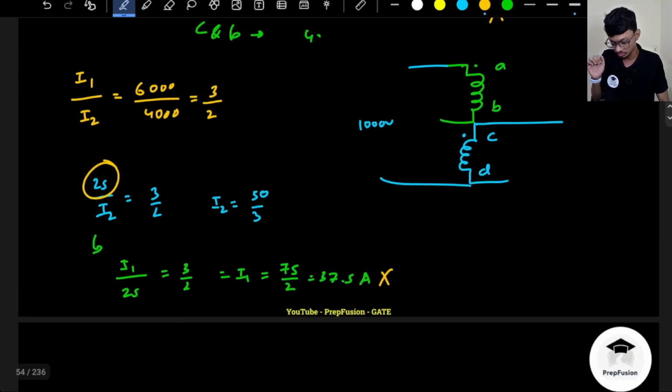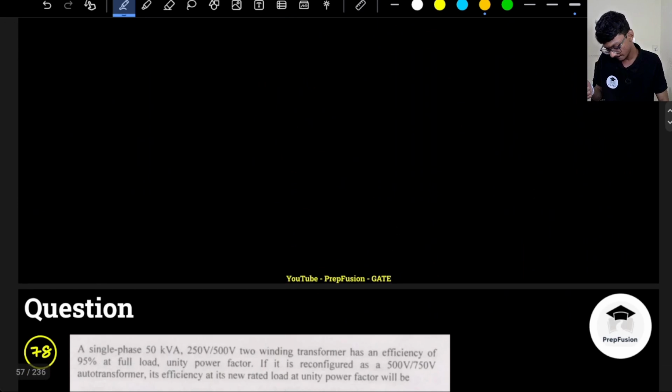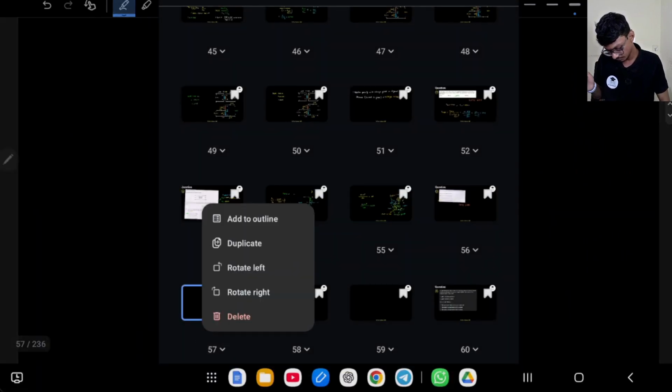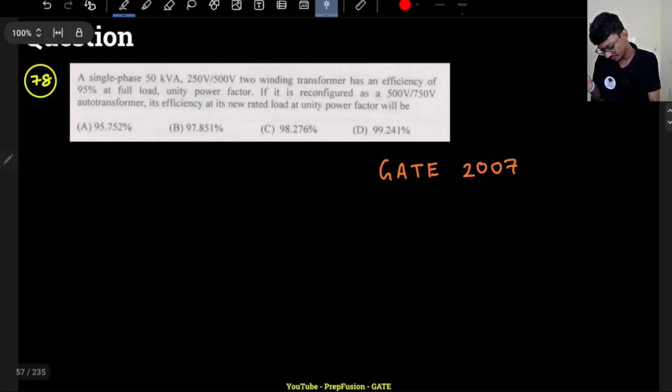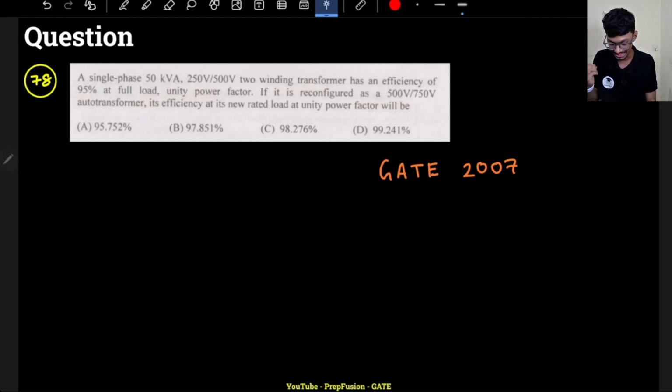Okay, so let's now solve this next question. Here we have a single phase 50 kVA transformer, two winding, which has an efficiency of this at full load, unity power factor. It is reconfigured as a 500 volt, 750 volt auto transformer. Its efficiency at its new rated load at unity power factor will be? Okay, so what will be the efficiency at its new rated load?